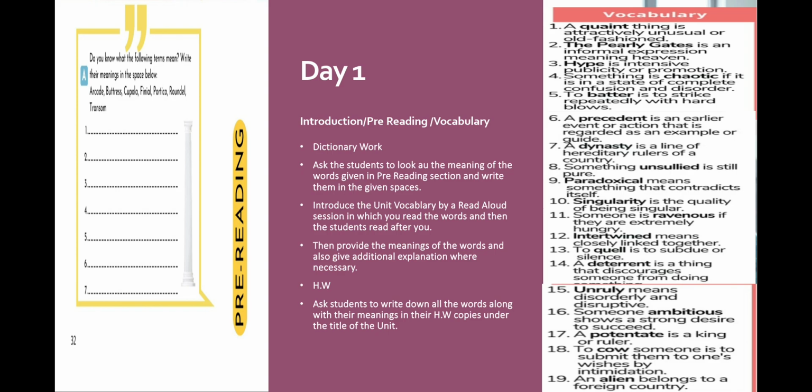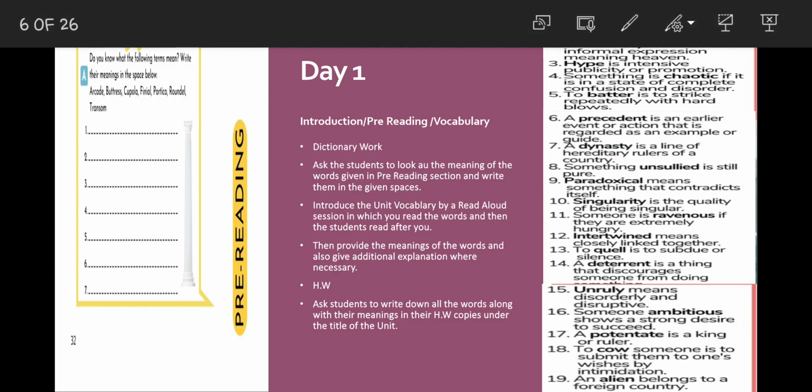After doing the dictionary work, you will ask the students to write the meanings of these words in the spaces that are given in the pre-reading section. Then you will introduce the unit vocabulary. You will read aloud the words, ask the students to repeat after you, explain the words. The definitions, the explanations are given in front of the words, but if the students require further explanation, you can provide it in simple English. Then provide the meanings of the words. For homework, ask the students to write down all the words along with their meanings in their homework copies under the heading of the unit.